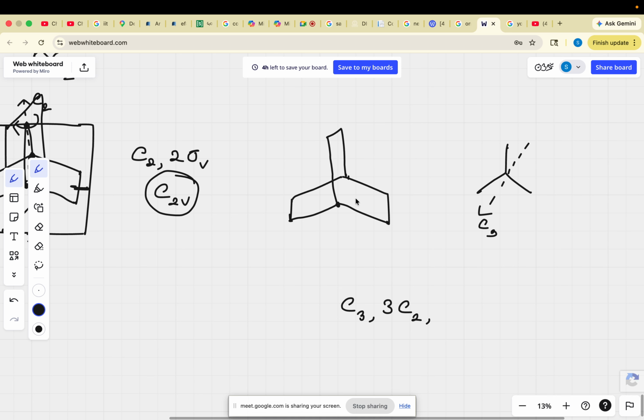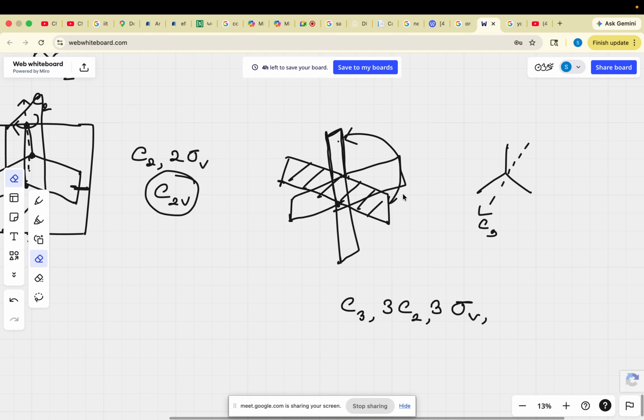If you see, you can pass one plane through this. If I pass one plane through this, this side and this side become mirror images of each other. You can pass another plane through this. If you pass this plane, this and this also become mirror images of each other. Another you can pass through this, and this and this will be mirror images of each other. So basically you will have 3 sigma v.